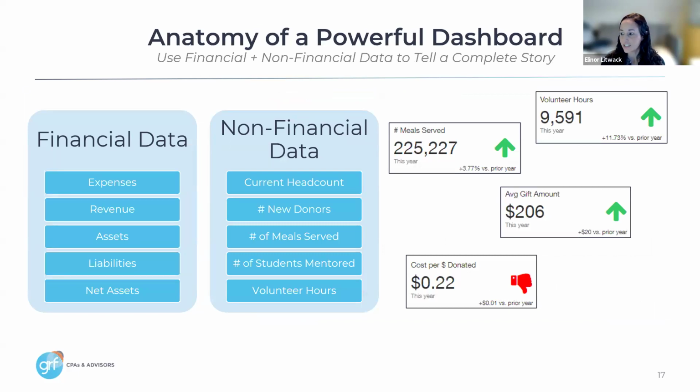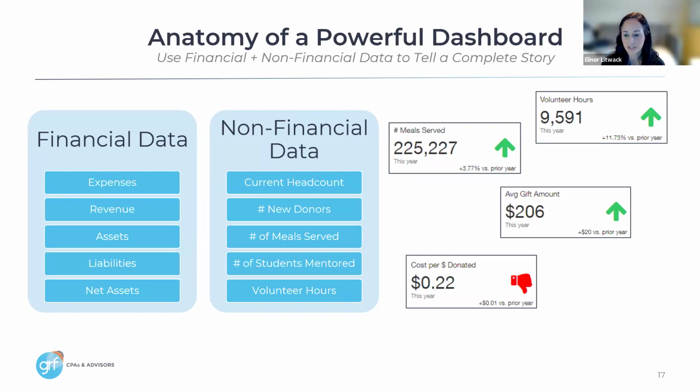Financial and non-financial data. This one I mentioned earlier, it's probably the trickiest, but financial data is the obvious stuff. It's anything that comes from accounting: expenses, revenue, anything that's an asset, anything that's a liability. Your non-financial data is also numbers, but it doesn't come out of your traditional accounting numbers. So it's things like headcount, number of new donors, number of meals served. If you're working with, say, the homeless community, number of meals served would be a key data point. Number of students mentored, volunteer hours, and there's a million of these.